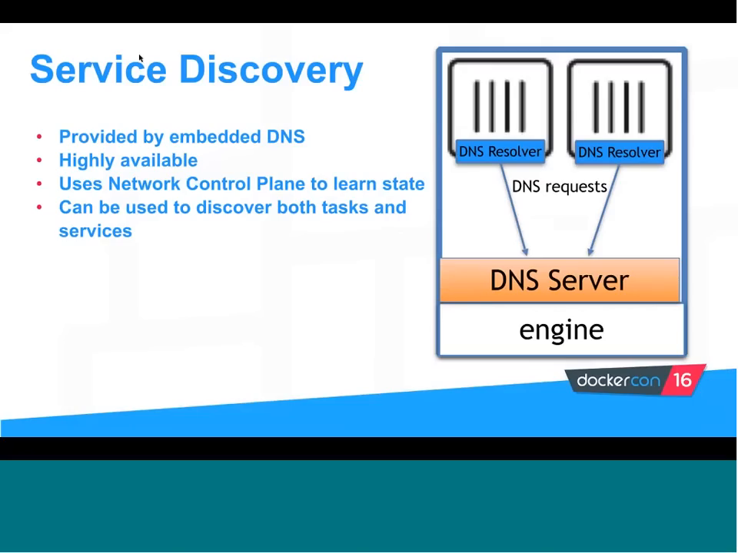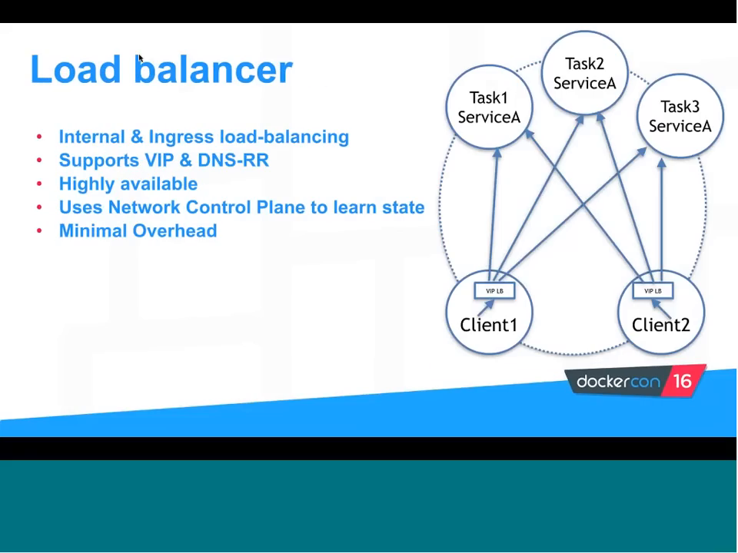Of course, it's highly available because the DNS server is not centralized. It's distributed on every single Docker daemon. So even if one daemon goes down, service discovery continues to work, no problems. So we don't have a problem of a single DNS server going down and service discovery being down. No such issues at all anymore.